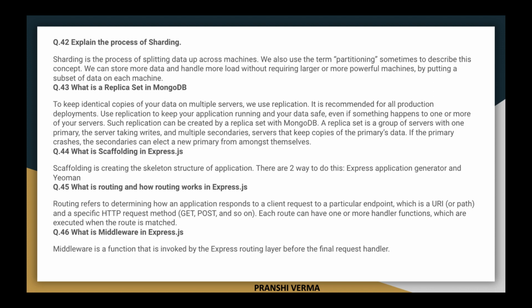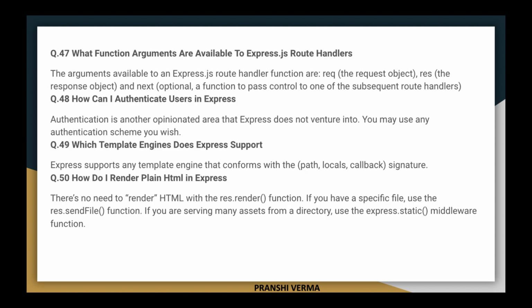Alright. Let's move further. Next question is, what function arguments are available to Express.js root handlers? Answer: Express.js root handlers have access to 3 main function arguments: request, response, and next. Request. This argument represents the HTTP request made by the client and contains information about the request, such as the request method, URL, headers, and parameters.